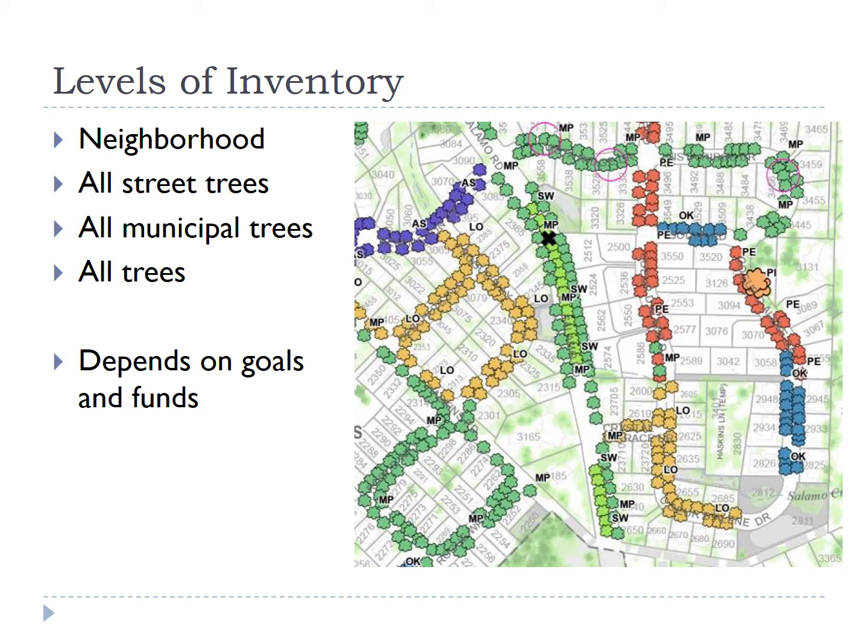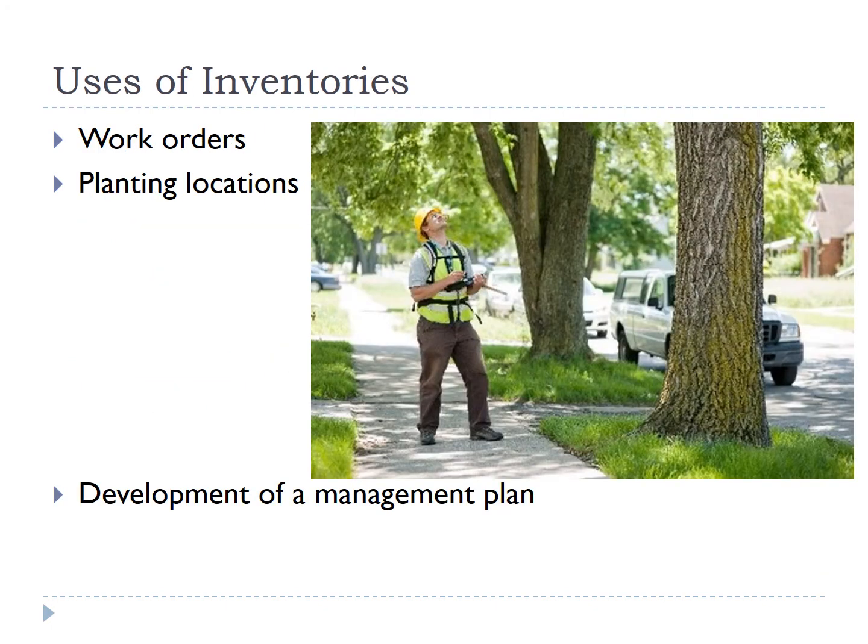Typically, the level of inventory is going to depend on the goals that we have for the inventory and the amount of funds that we have to cover that inventory. And so the goals are really also the uses for the inventory. And so oftentimes when we look at the uses of an inventory, we're looking at identifying work order situations, which trees need to be pruned, which trees need to be removed, are there pest issues that we have to deal with, and we might also be looking for planting locations.